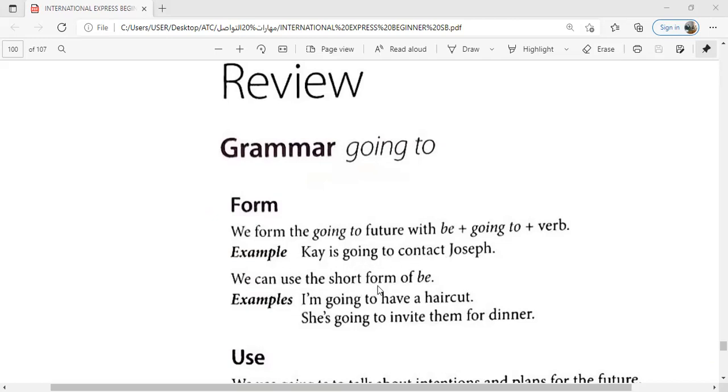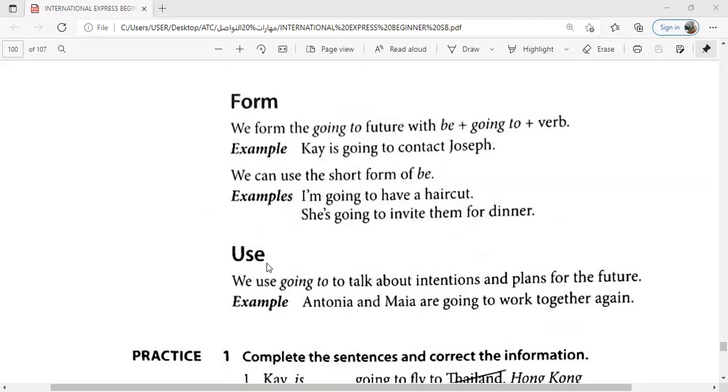We can use short form of be. I'm going to have a haircut. She's going to invite them for dinner. They are going to design some new products for them. When do we use going to?